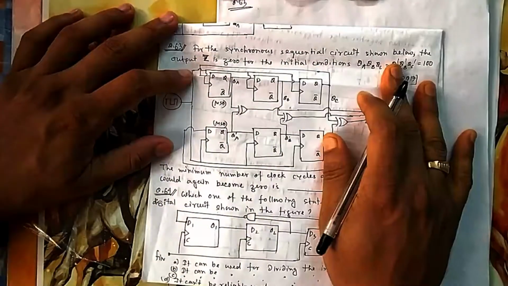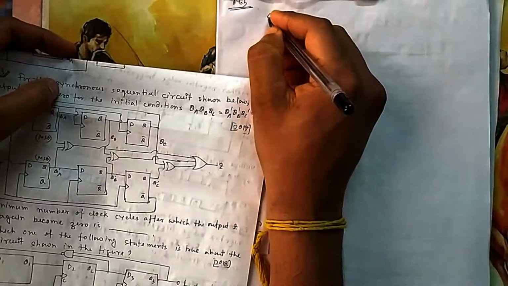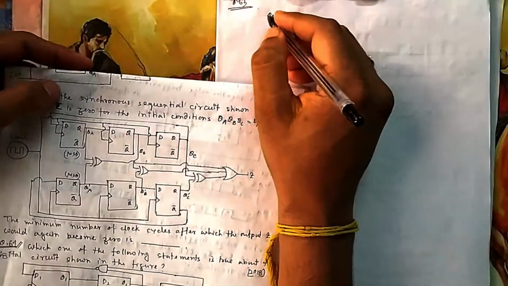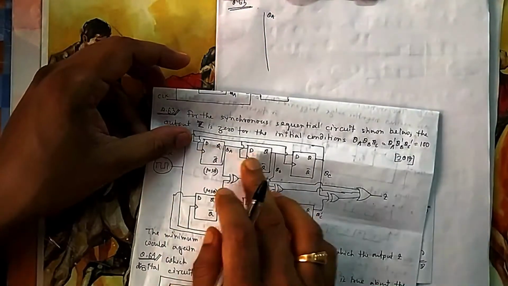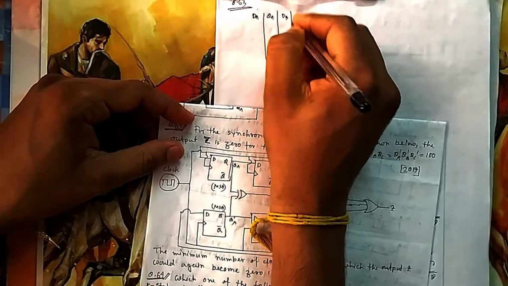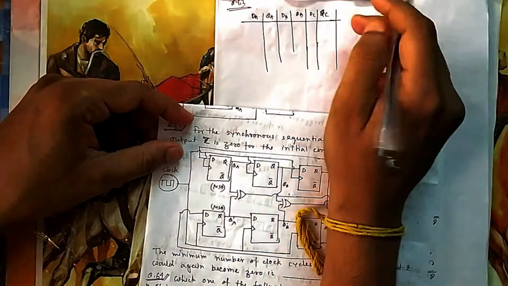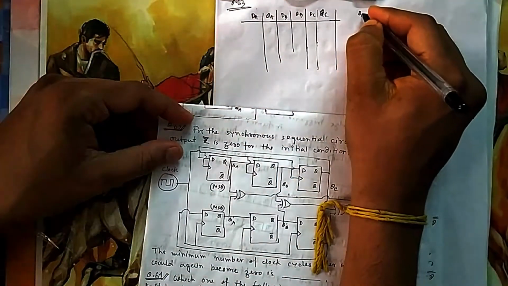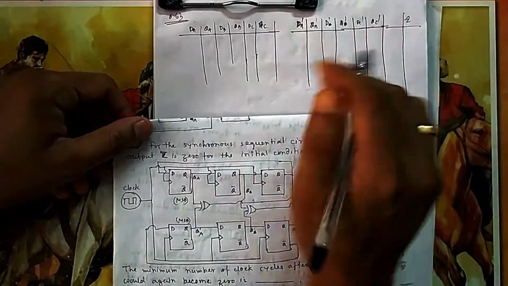For doing so, let's write it in a table. So suppose QA, QB, QC, but before that we have to write DA, DB, DC. So it is DA, QA, DB, QB, DC, QC. Similarly, next for this one, let me write it a little bit separate: DA dash. At the end I am calculating Z also.